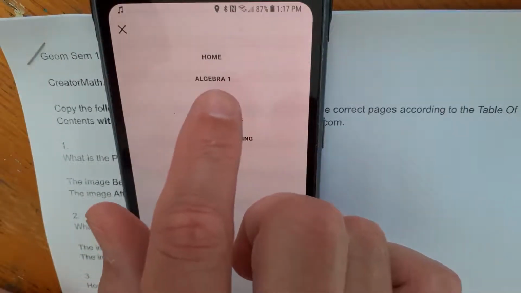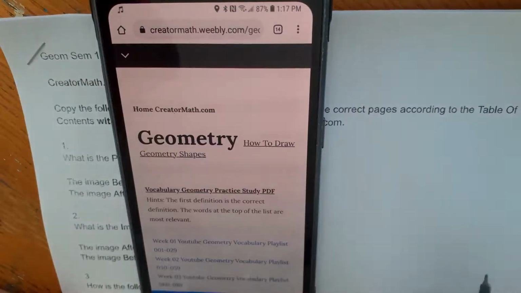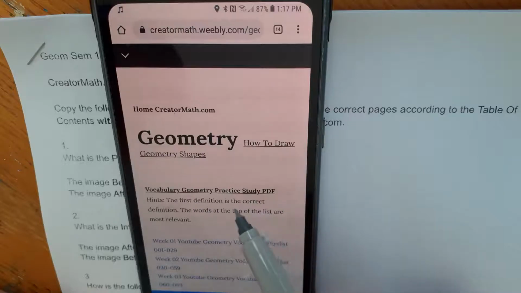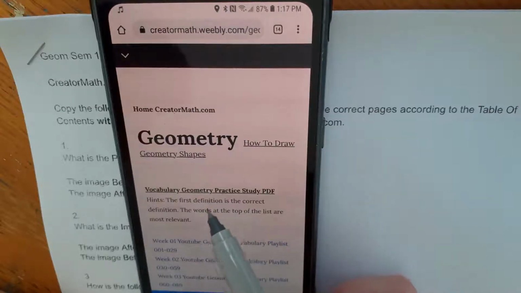Now we're going to go find notes and problem sets and vocabulary for geometry. That's all under the Geometry tab. This is the Vocabulary Geometry Practice Study PDF. Every single word we use for the entire year is on this PDF, and I don't necessarily mean English words, I mean geometry related words. It's like 420 of them or something, but they're all there.